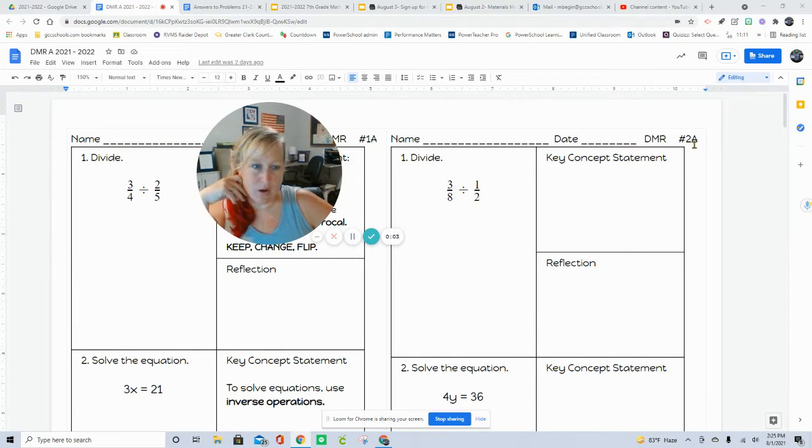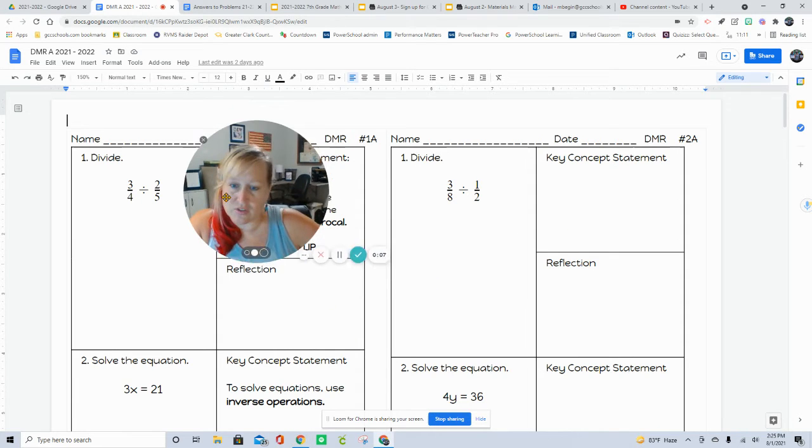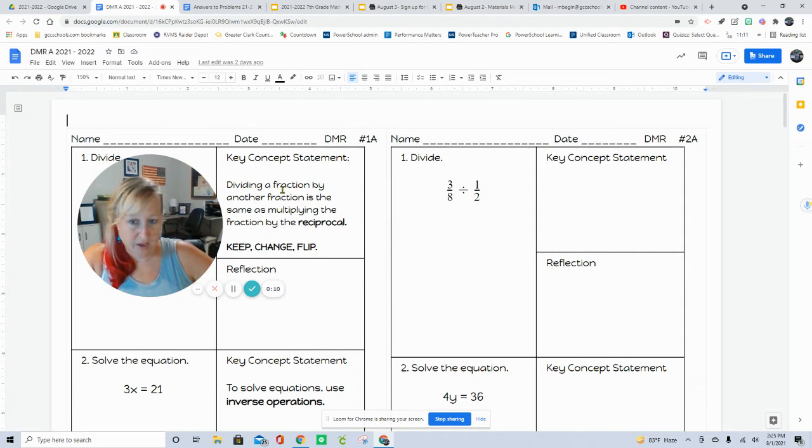Doing DMR A number 2. Our key concepts are still to work on how to divide by a fraction. Dividing a fraction means that you multiply the fraction by the reciprocal. Reciprocal is when you turn the fraction upside down. So the key is: keep, change, flip.